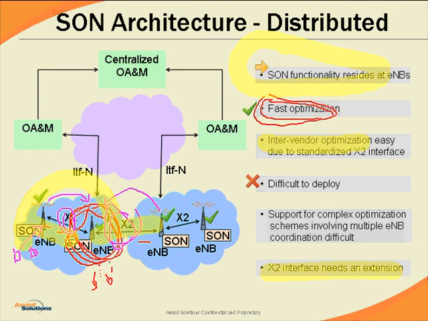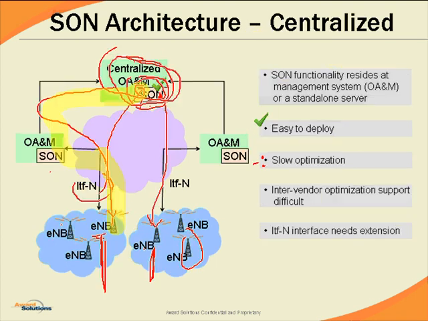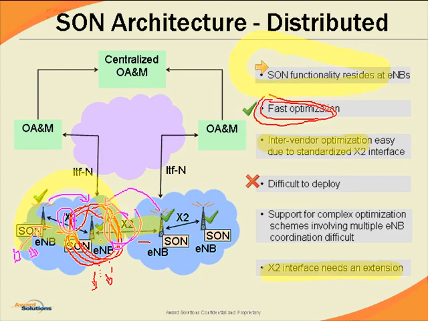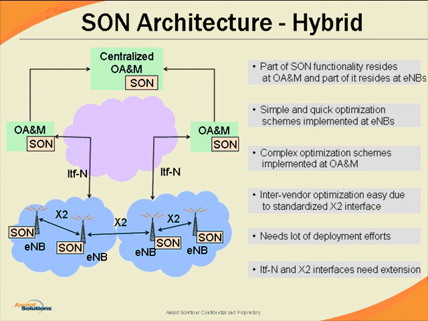And that's the distributed approach. In case of centralized, typically it would reside at some O&M system, and if it is not formally in the O&M, at least there would be some centralized standalone server that will be processing information from many, many e-node Bs. Now, for some SON functions, maybe centralized is better. For some SON functions, maybe distributed is better. However, for some SON functions, you want to have some kind of hybrid approach.